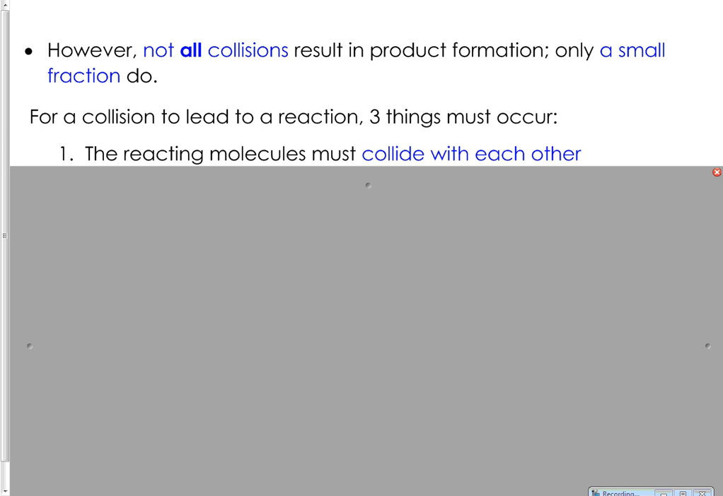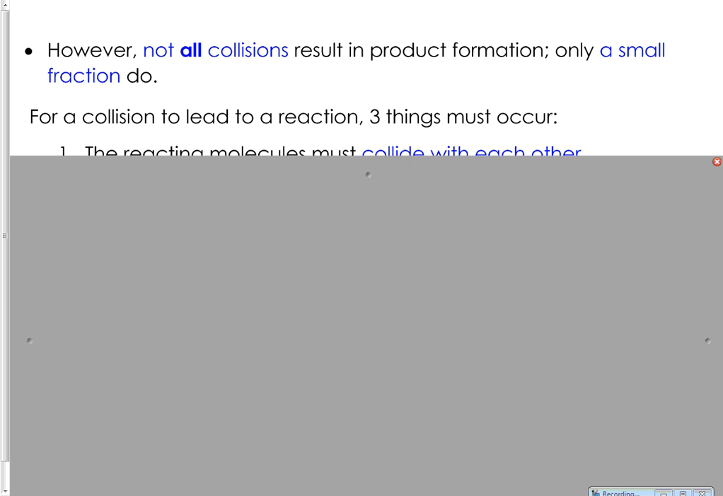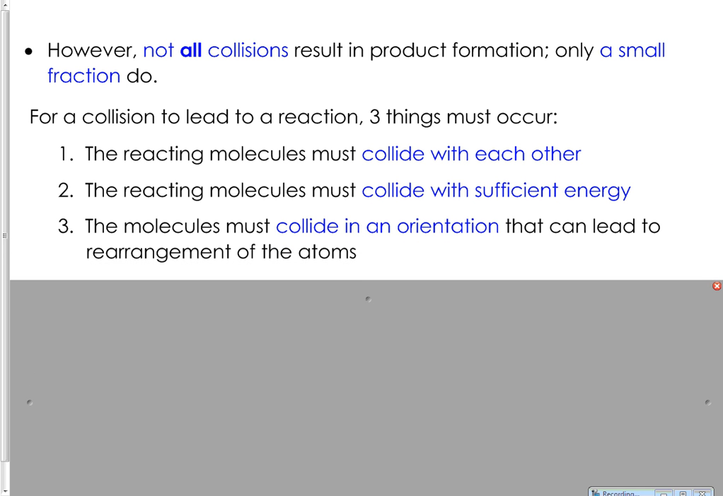Now, the important thing to remember is that not all collisions will result in product formation. Just because molecules bump into each other does not mean that they will automatically change into the product. Only a small fraction actually do. And there are two things that affect it, but three things must occur, okay? So three things that have to occur for the reaction to actually happen.